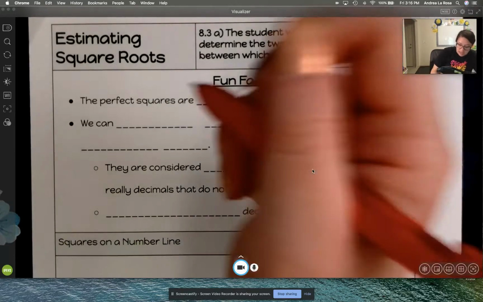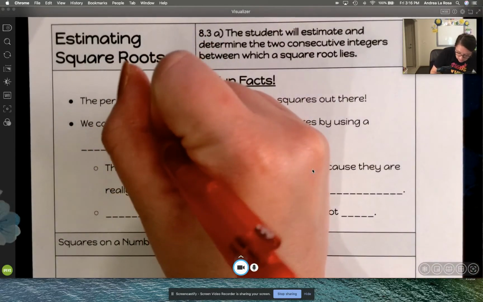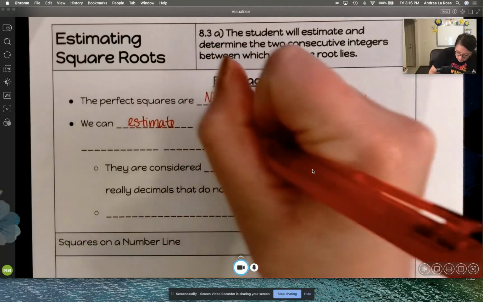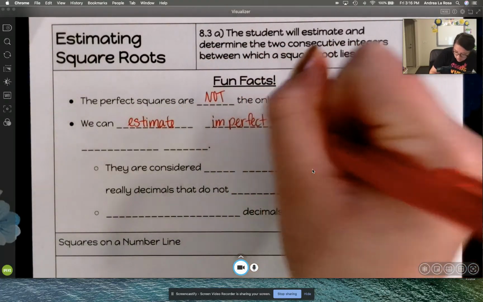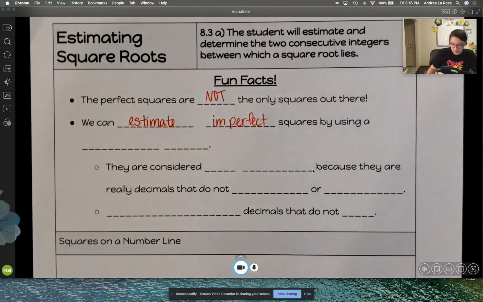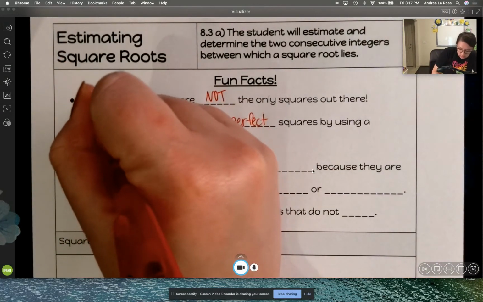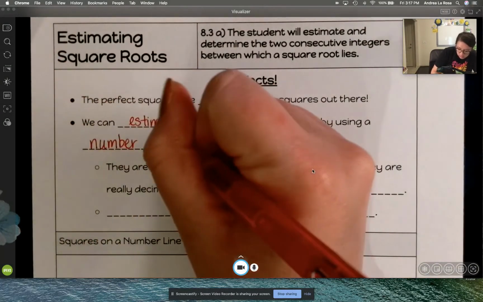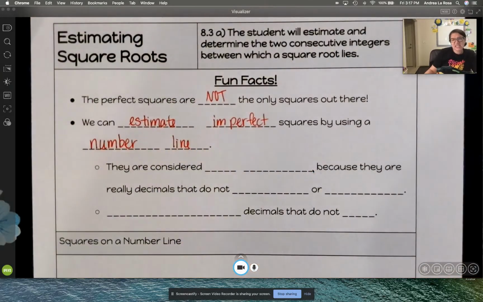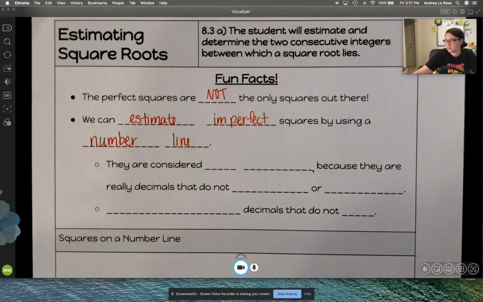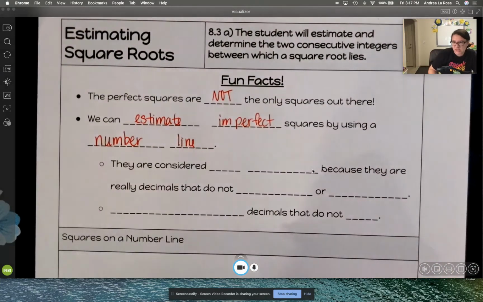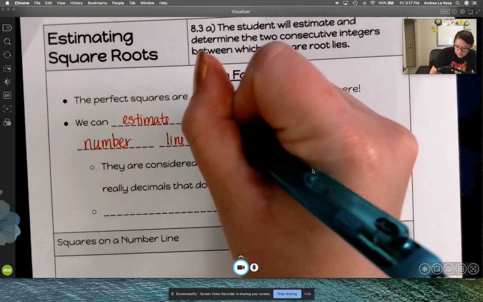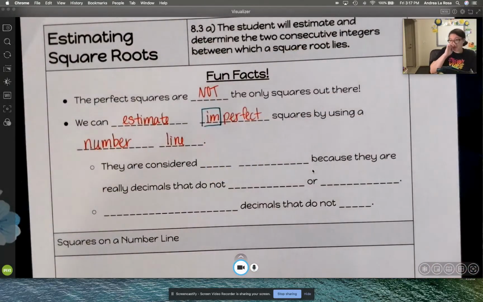We can estimate imperfect squares by using a number line. Let's take a look at that word imperfect. It's one word. I kind of put a little bit of a space there because I want to talk about this root, that prefix im.